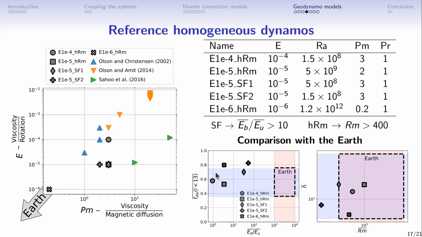You can notably see that all of our dynamo cases have a ratio of magnetic to kinetic energy that is much too low compared to the expectations for the Earth. But we still have two cases that have a ratio of magnetic to kinetic energy larger than 10. And for this reason, I will call those two cases SF for strong field. Those two strong field dynamos here and here have a magnetic Reynolds number that is either too low or just at the limit of what we expect for the Earth, while the three others have a high enough magnetic Reynolds number. And for this reason, I will call those three cases HRM for high magnetic Reynolds.